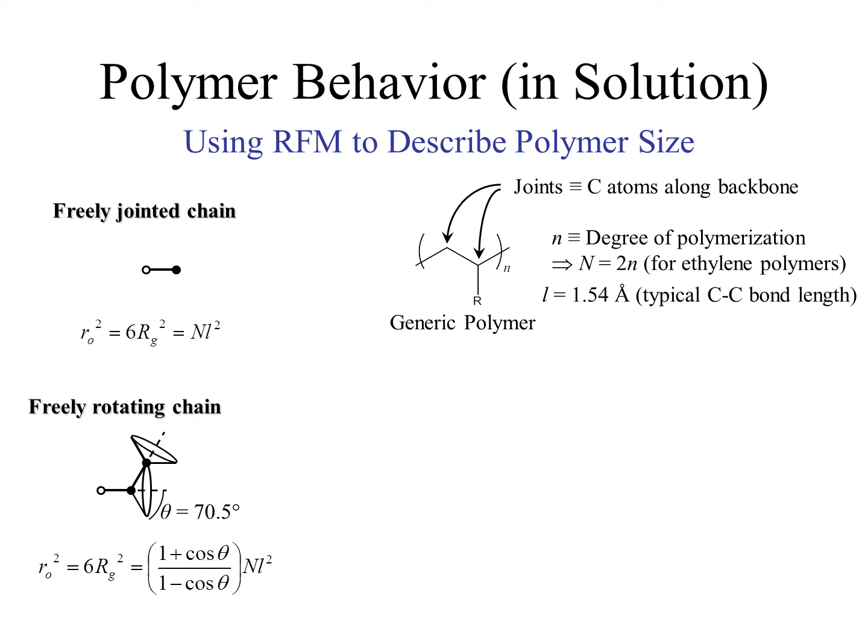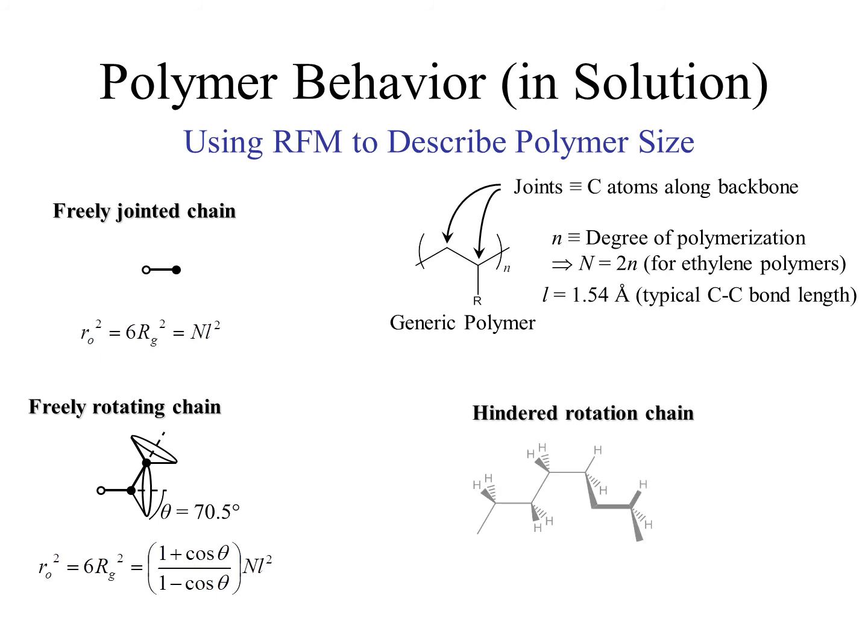Given the variable theta, and usually 70.5 degrees for carbon-carbon-carbon bonds, the formula used to calculate R sub naught and/or R sub g takes on the same format as the freely jointed model above, but with a trigonometry term in parentheses before the NL squared portion. As you can imagine, the term in front ends up being larger than 1, and the freely rotating chain model predicts a larger size random coil for the same number of repeat units. With theta equal to 70.5 degrees, the trig term comes out to nearly exactly 2.